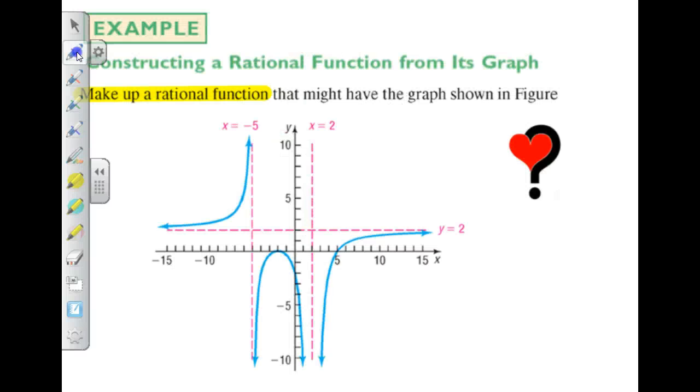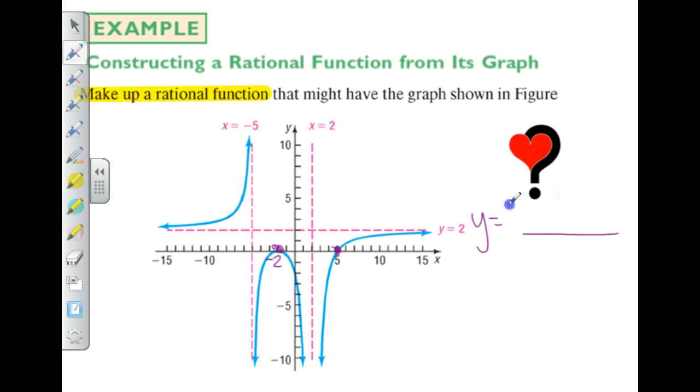I love these types of questions because this is going to go backwards. They're asking you to come up with the equation after I give you a graph. We've been giving you equations and asking you for a graph. Now I'm going to say, hey, come up with the equation. So remember, the numerator finds the x-intercepts. If we set the numerator equal to 0, you get the x-intercepts.